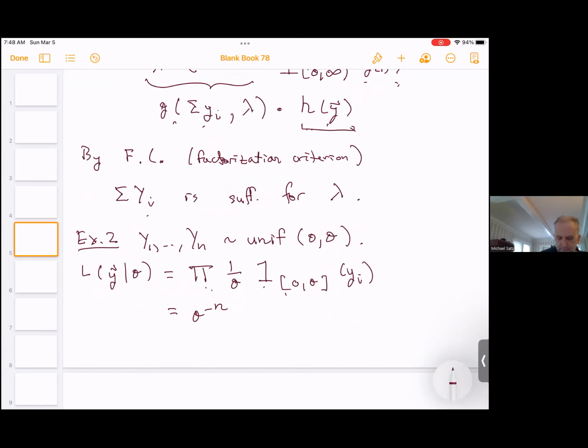I actually have 2n terms here, right? I have n of these and n of these, when I remove the product here. So I have theta to the minus n. And I could do this nicely by just going 1 and saying that the max has to be less than theta, or it's 0. So write it like this, and the min has to be greater than 0.